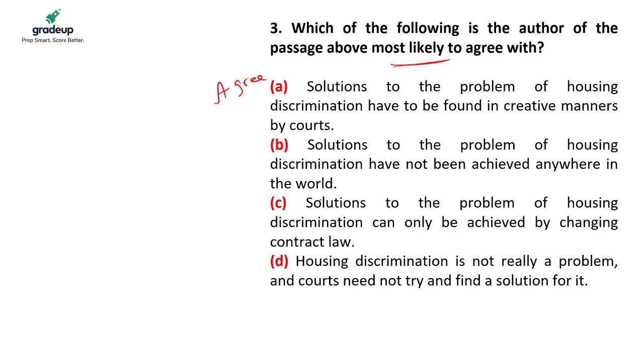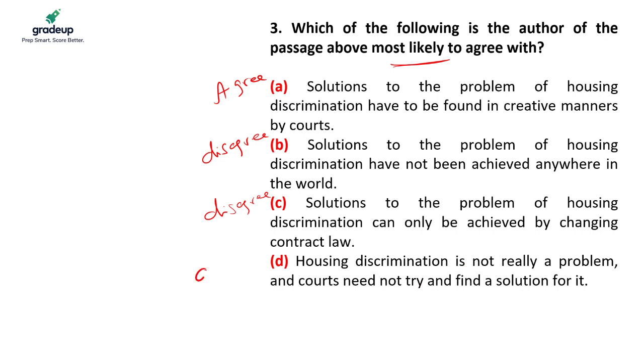Solutions to the problem of housing discrimination have not been achieved anywhere in the world. He will not agree with this because he says there is a way we can do this. Then solutions to the problem of housing discrimination can only be achieved by changing contract law. This also he doesn't say. He says within the ambit of what we have now, we can still keep out exclusionary covenant.